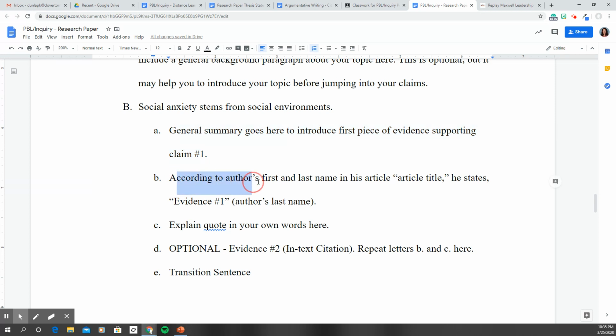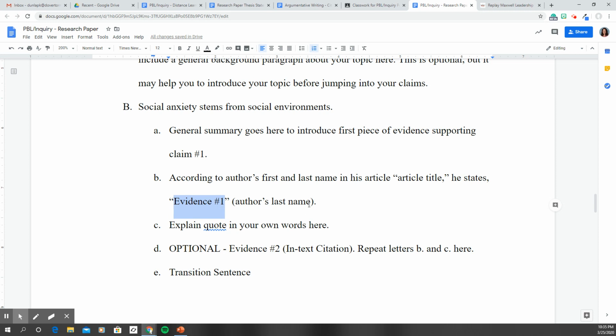And look how I set it up for you. I set it up just how you should if you were doing this in college or introducing a quote. This is a great formal way to do that. Okay, so let's say the source that he's pulling from is from Joe Schmo, and the article title is Social Anxiety. So he would say, according to Joe Schmo in his article, Social Anxiety, he states, and then this, see right here, this is the quote, okay?